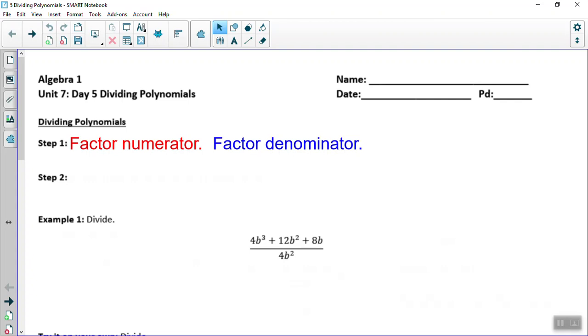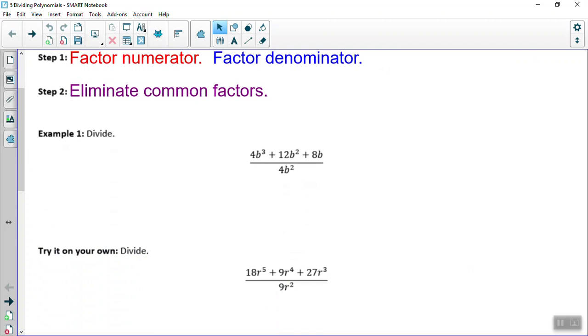Once we've factored the two parts, we then eliminate common factors. They're going to divide together to make one. All right, so here we go. We're going to take this trinomial at the top and divide it by the monomial at the bottom. So let's start with factoring this trinomial.